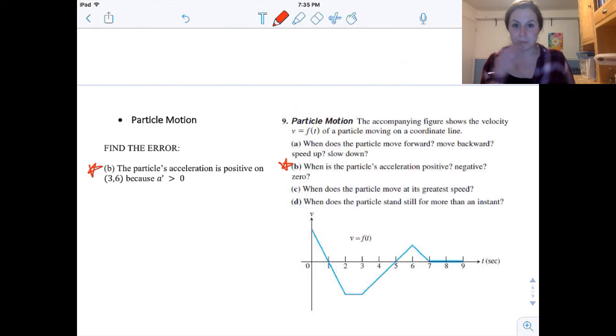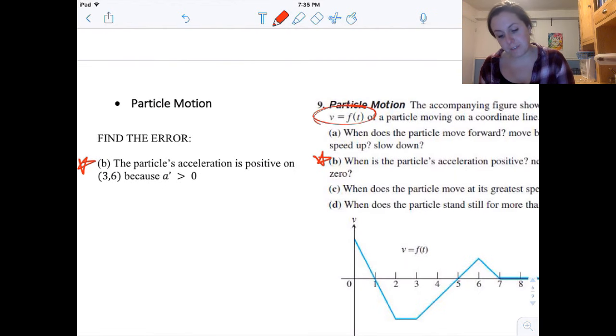Okay, so here's my issue. This function is v. In yours, you said the particle's acceleration is positive on (3, 6) because a' is greater than 0. So a couple issues. Number one, we're not looking at a, right? We're looking at v. Number two, you're talking about a', which is the derivative of acceleration.